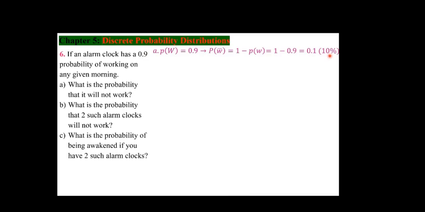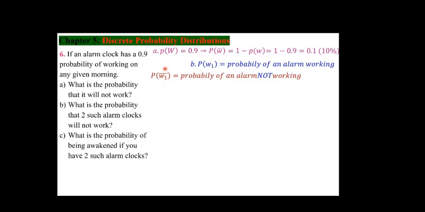What is the probability that 2 such alarm clocks will not work? We are assuming independency. There is no reason to assume dependency unless one condition happens, and that is they are plugged into the same power outlet and somehow power goes out. That's the only time they will be dependent. Other than that, independency. And so you follow that: probability of W1 not, the first one not working, and probability of an alarm not working.